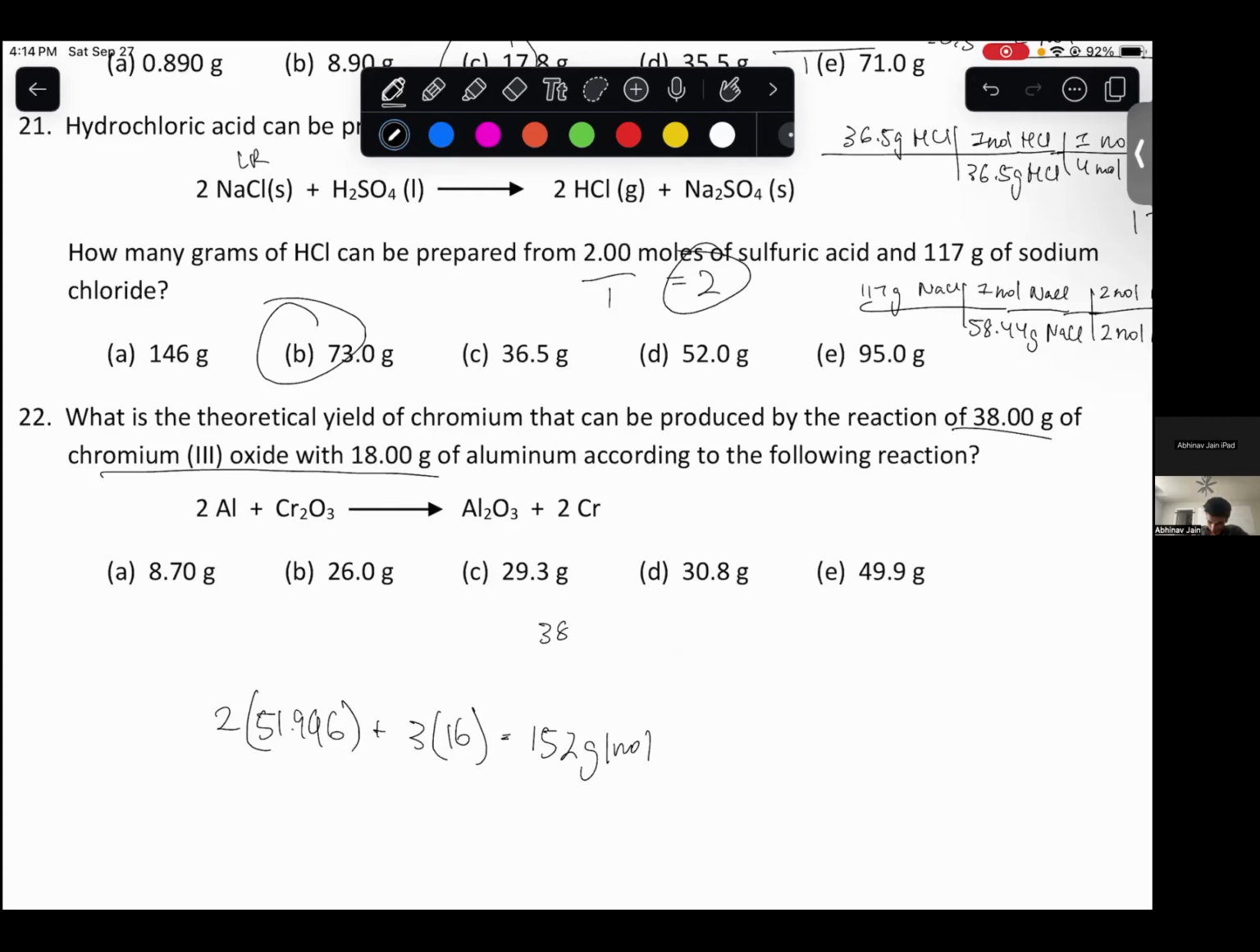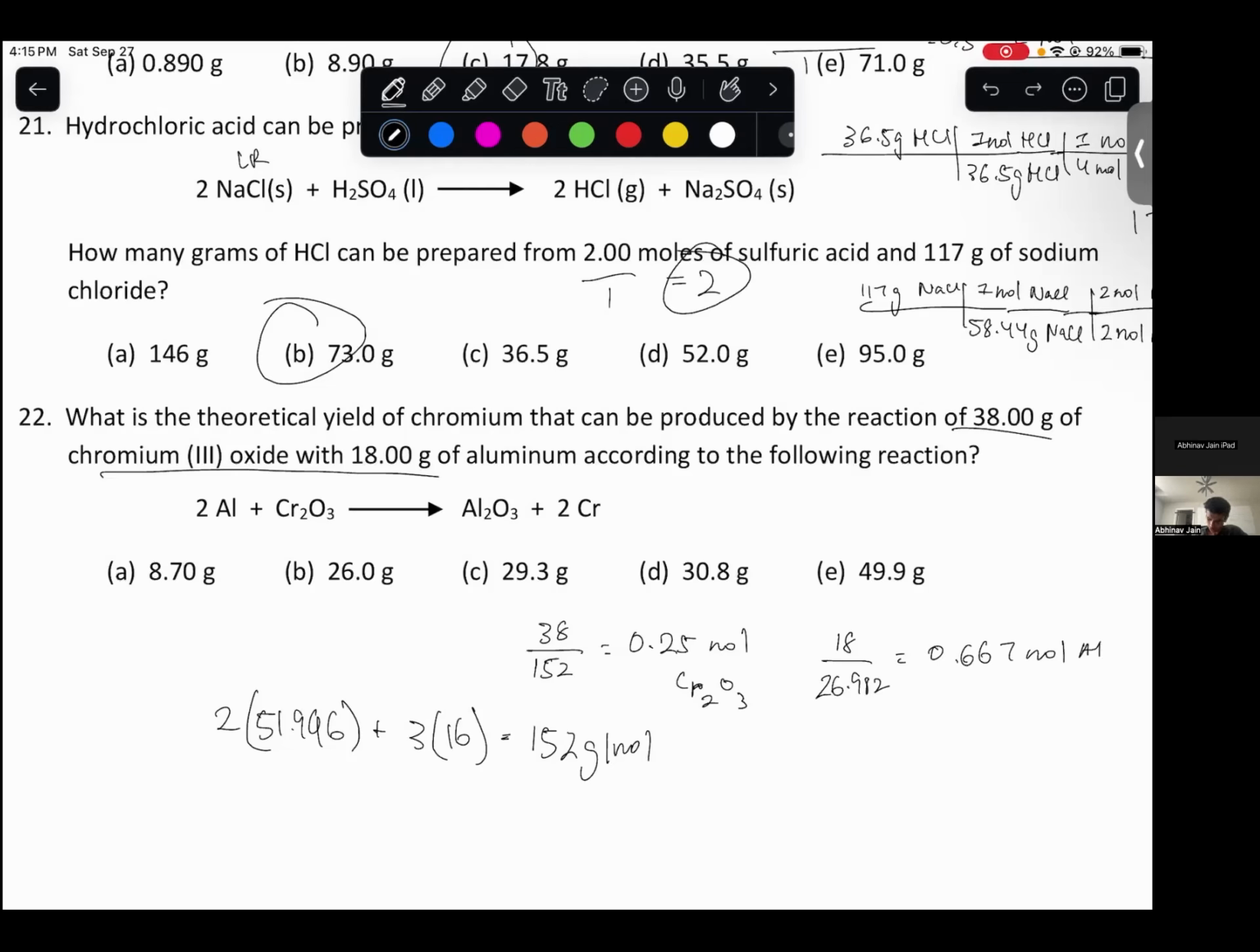We're given 38 grams of it, so 38 divided by 152. That means we have approximately 0.25 moles of Cr2O3. And it says 18 grams of aluminum, so that's just Al. So 18 divided by the molar mass of aluminum, which is around 27, it's 26.982. It's going to be 0.667. Sorry, this should be moles of aluminum, and this is moles of chromium 3 oxide.